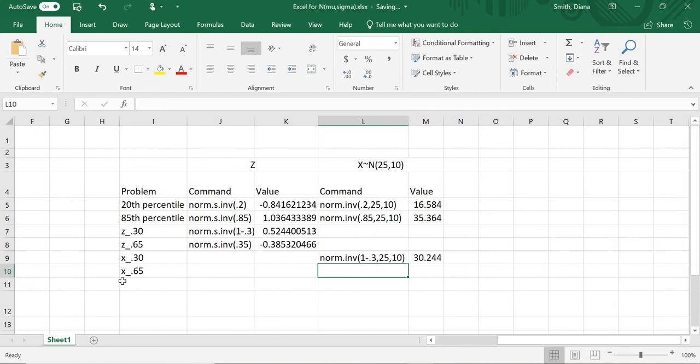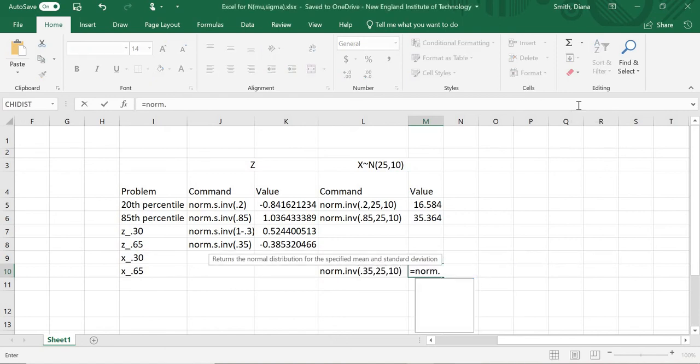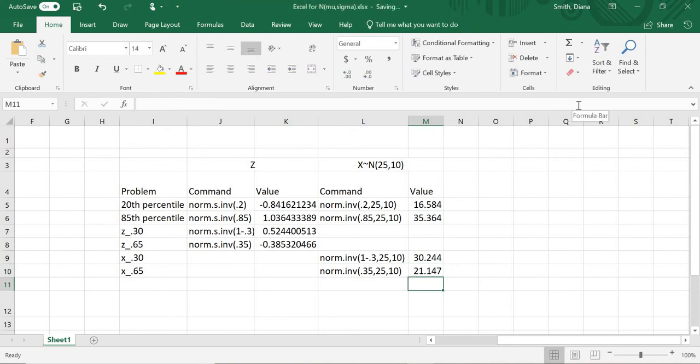Okay. For x sub 0.65, again, it's going to be the same thing. I can either do 1 minus 0.65, or I can do that in my head, so it's 0.35, just like it was with the z-score. And again, if 65% is to the right, 35% is to the left, I have to be before the median, which again is the mean, so my answer should be less than 25. And we can see what it is when I actually put in the equal sign. And I do get something that's smaller than 25.